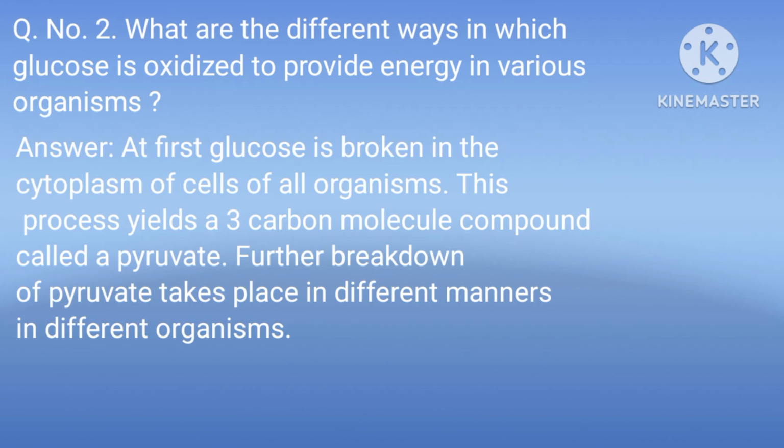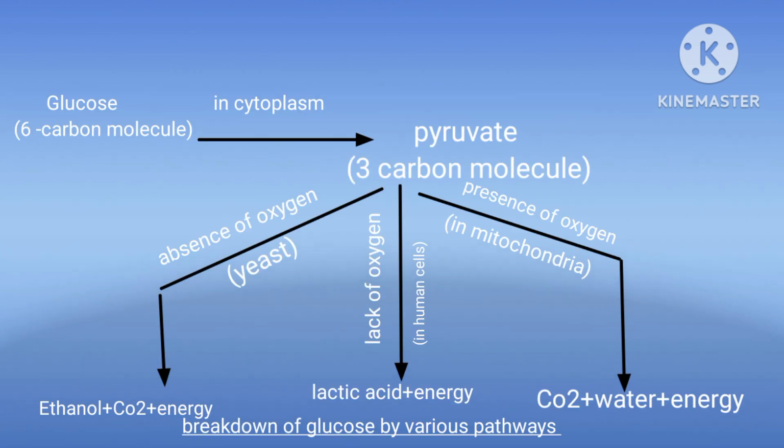Question number 2. What are the different ways in which glucose is oxidized to provide energy in various organisms? Answer. At first, glucose is broken down in the cytoplasm of cells of all organisms. This process yields a 3-carbon compound called pyruvate. Further breakdown of pyruvate takes place in different manners in different organisms. The diagram of glucose breakdown by various pathways is shown in the figure.